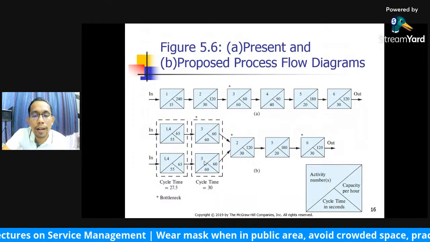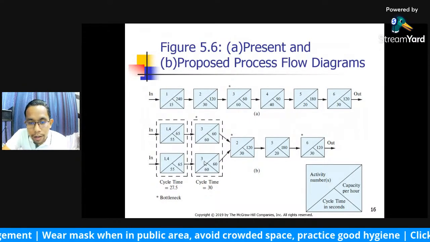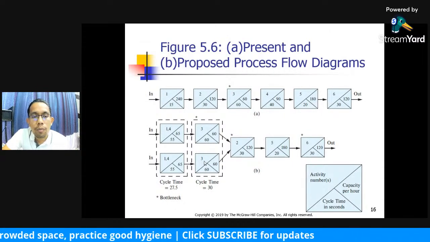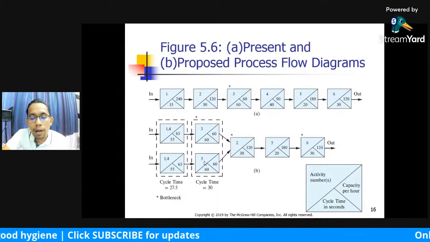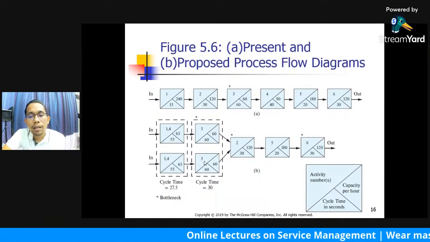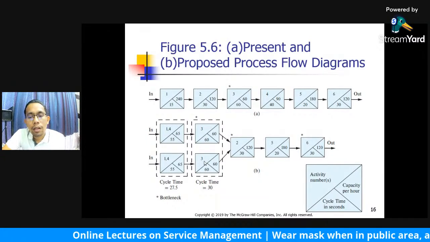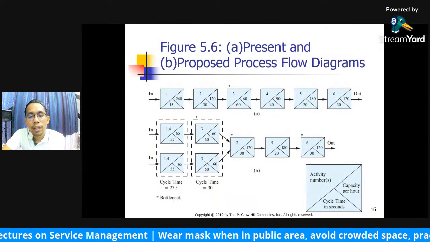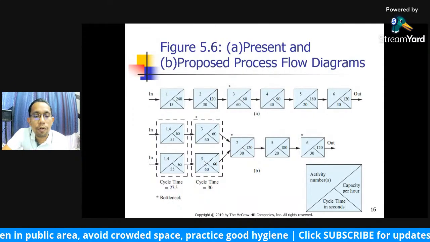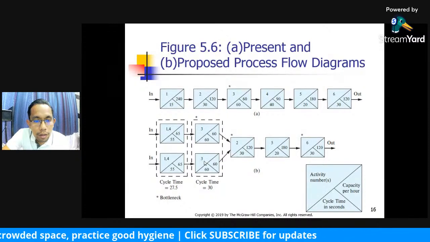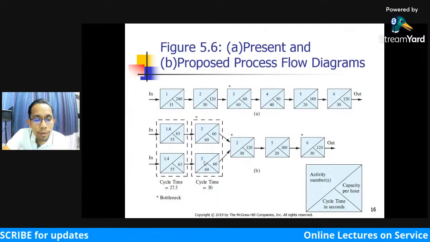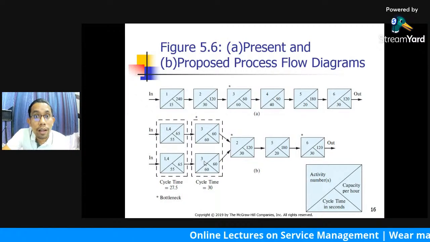Present and proposed process diagram. So you can have the idea down there, the activity number. Activity number one, how much capacity per hour and cycle time in seconds. How many minutes, how many seconds, maximum in an hour, can have how many per second. We will talk in detail about this one, and identify the bottleneck. I will show you the example in another video.